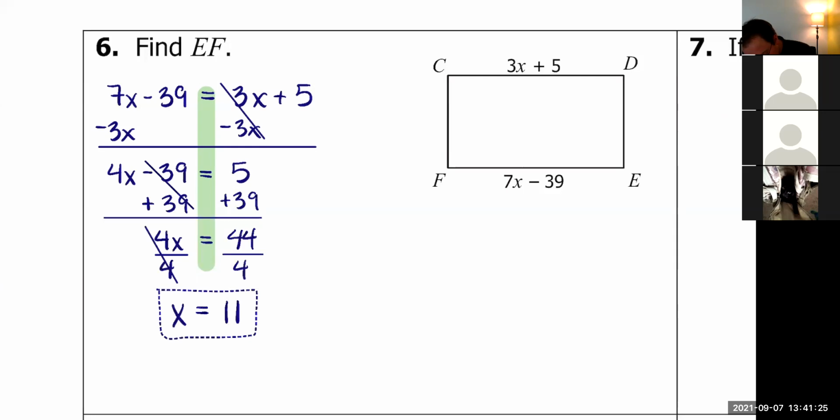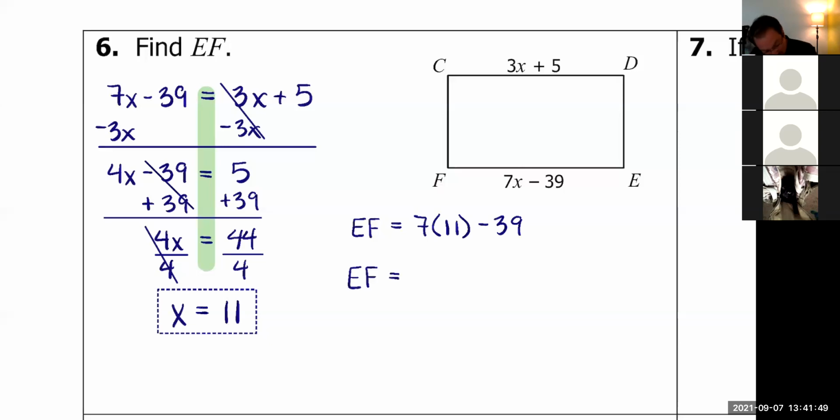But it's not what I'm looking for. I want EF, which conveniently, that is where one of my expressions are at. So 7 times x, x is now 11, minus 39. So that's what, 77 minus 39, which I believe should be 38.